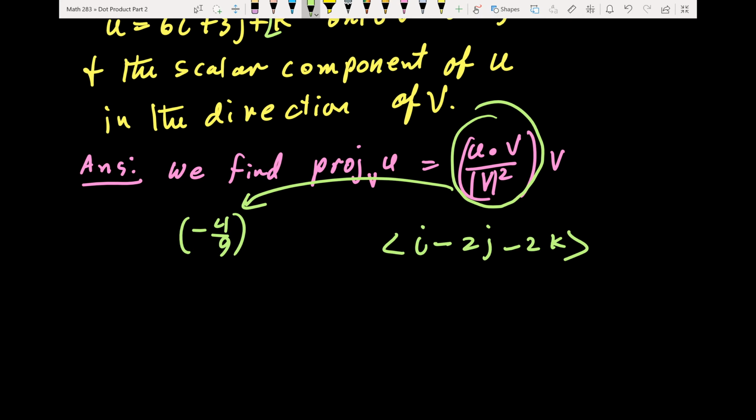That's what we have, right? And when you multiply the vectors, you get... Oh, I don't need to do the bracket.